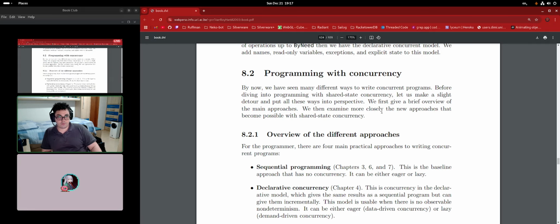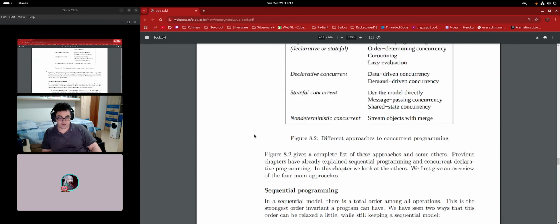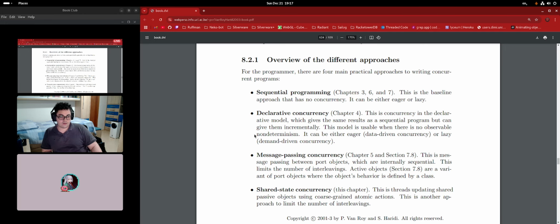Okay, now programming concurrency, and then we have the separation here of the models, and it's pretty straightforward. We have dumb programming, which is sequential programming. Then we have declarative concurrency, which is, well, chapter 4.